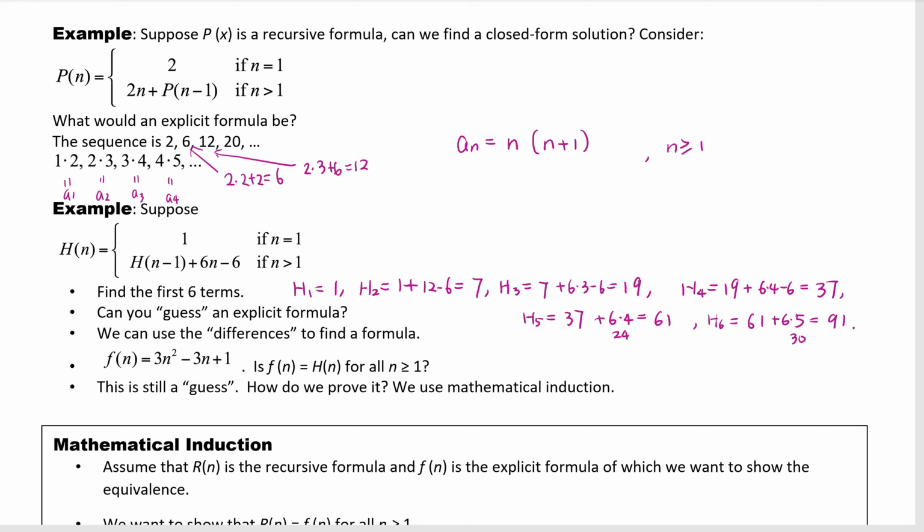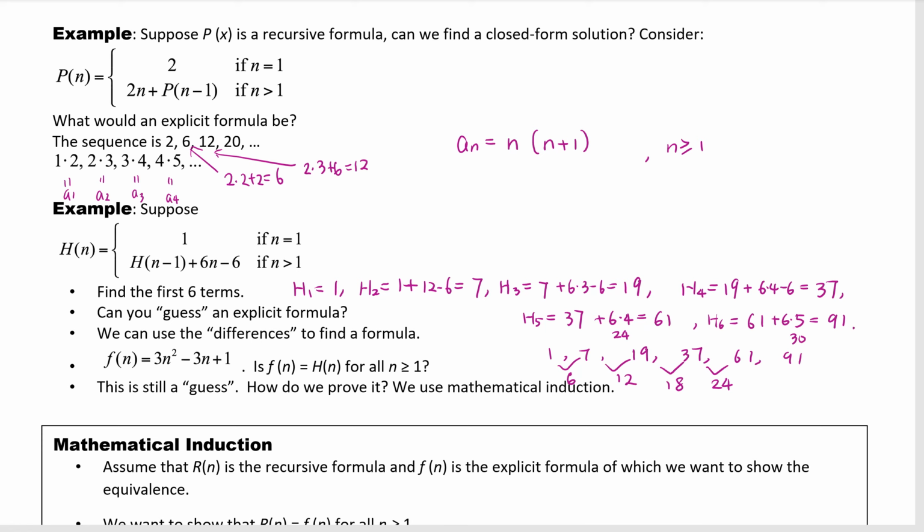Okay, alright, can we guess an explicit formula? Let's look at the differences. We have 1, 7, 19, 37, 61, 91. What's the difference? Here we have 6. Here the difference is 12. Here the difference is 18. Here the difference is 24. You can see it's like multiples of 6, right?